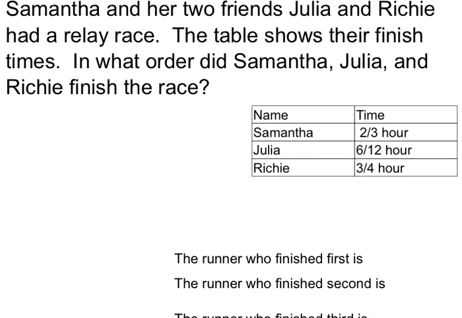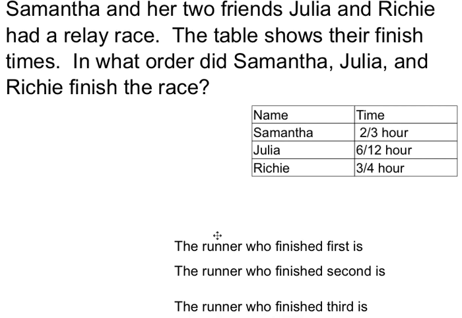All right, so here's a problem. Samantha and her 2 friends, Julia and Richie, had a relay race. Now, one thing about relay races is just like any race, and especially all the races in the Olympics, right? When we're talking about the Olympics, the shortest time is the first place winner. So you have to do it in the shortest amount of time because you are the fastest. So when you're looking at relay races, it's a little bit different. That's why I'm showing you this example.